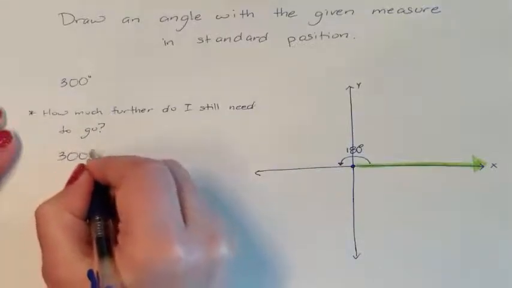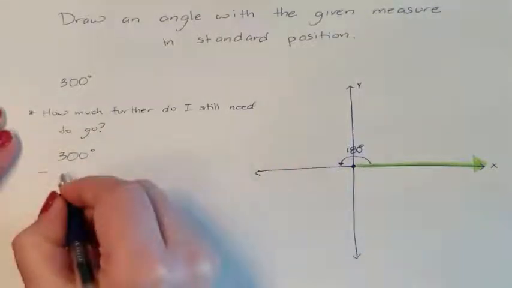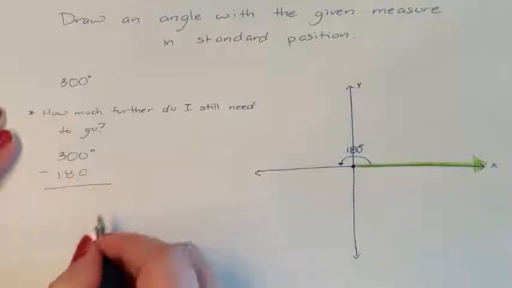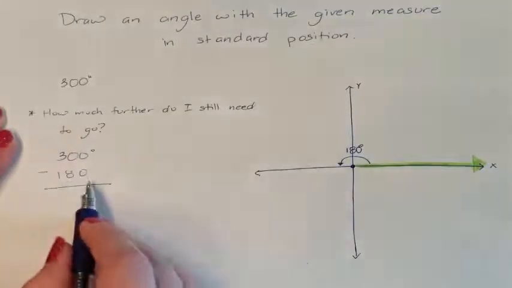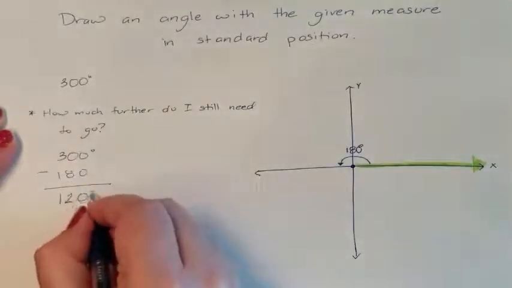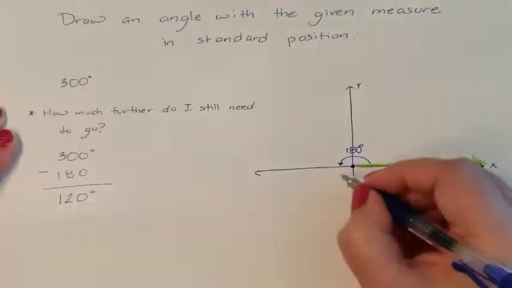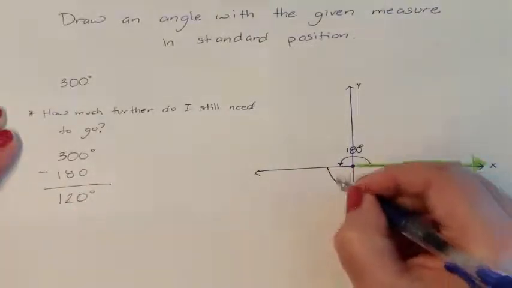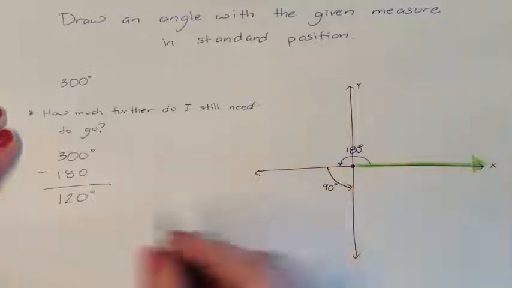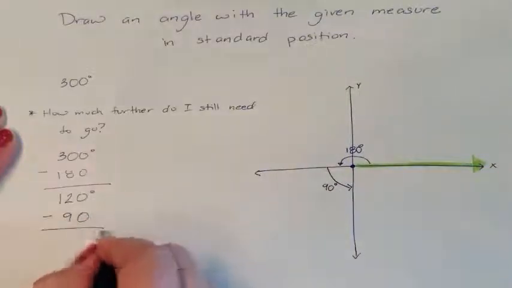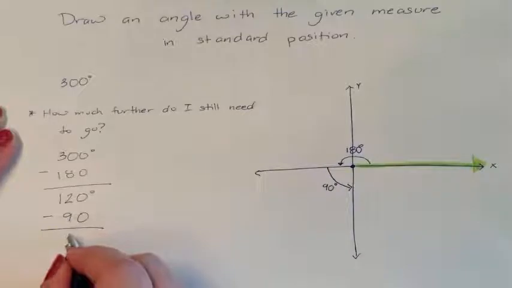I need to go 300 degrees total. So far, I have traveled 180 degrees. 300 minus 180 is 120 degrees. I need to go 120 degrees more. If I traveled another quarter, this would have given me an additional 90. So if I went an additional 90, how much further do I now need to go? I need to go 30 more degrees.